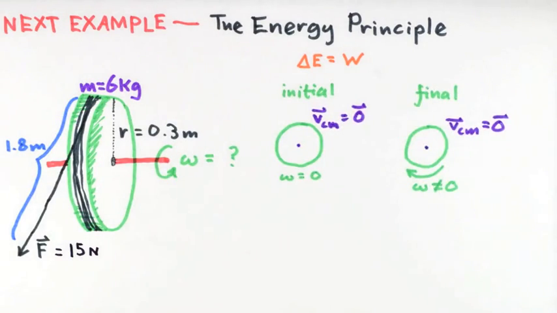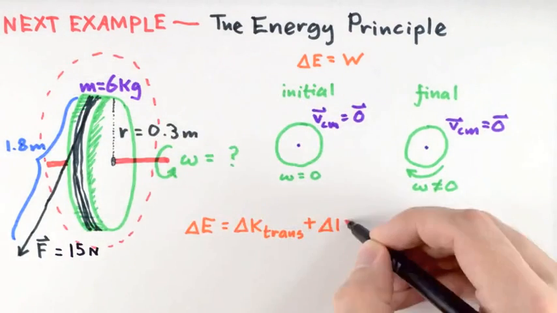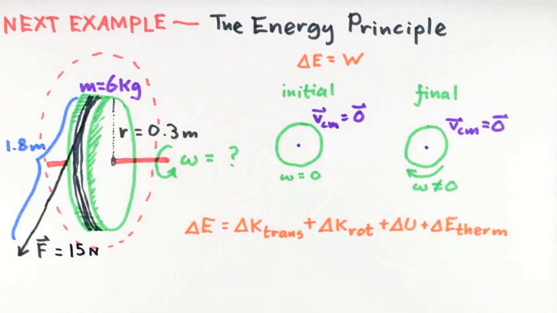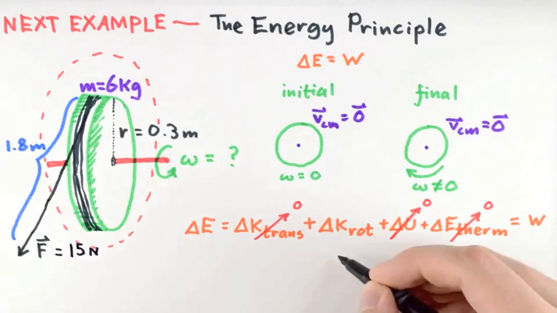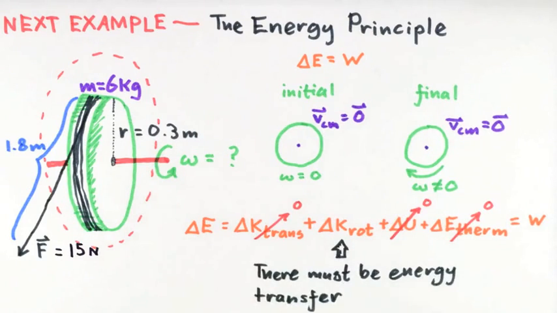We sketch both the initial and final states of the system. At this point, we can identify what energies are changing in the system. The disk is not translating. There are no changes in thermal energy, potential energy, or any other energy, so the only energy change we have here is the non-zero change in rotational kinetic energy, which means there must be energy transfer between the surroundings and the system.